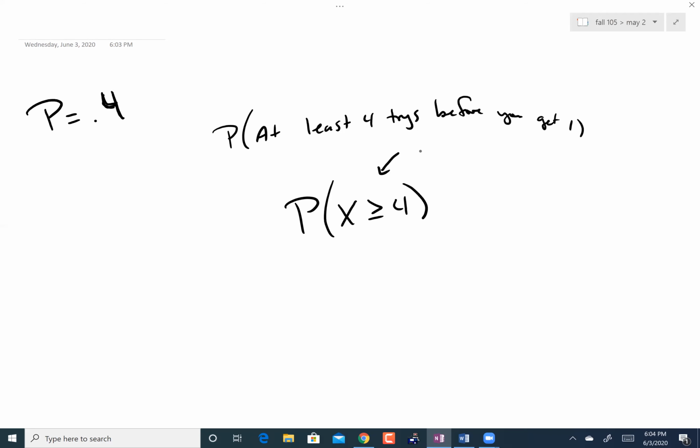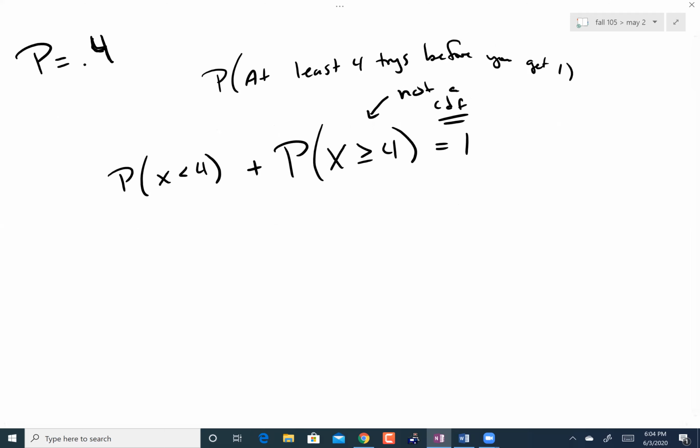This is not a CDF, because a CDF is always less than or equal to some value. Most people use big X is less than or equal to little x. Okay, that's CDF. We don't have that. But what we always do in this situation is look at the opposite of greater than or equal to 4. Well, it's less than 4. And we know that this sum has to equal 100%. That's cool. However, we're not done yet. This is also not a CDF, because it's not less than or equal to. Well, that's nice because there's nothing between 3 and 4. You're either 3 or you're 4. There's no in-betweens. So we can rewrite this as this.